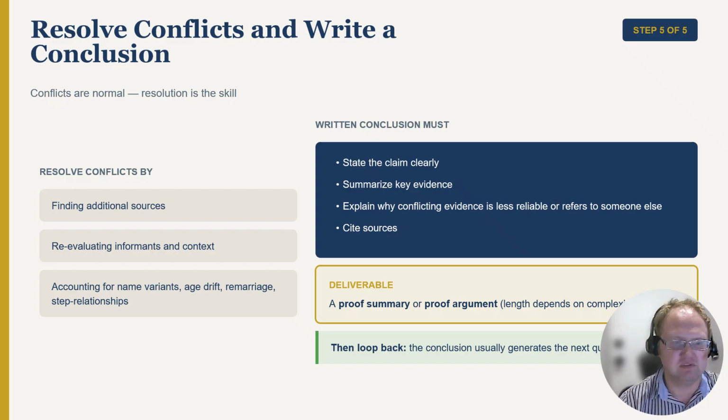And then crucially, you loop back. Your conclusion almost always generates a new question. You proved the parents or the grandparents. It's a vicious cycle. Who are the rest of their kids? This couple's kids.